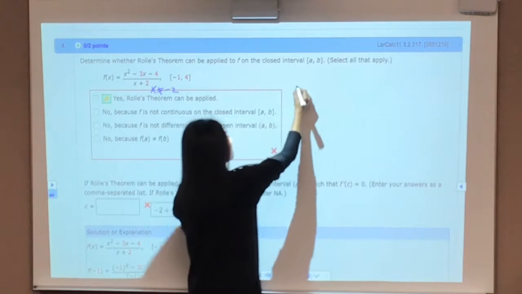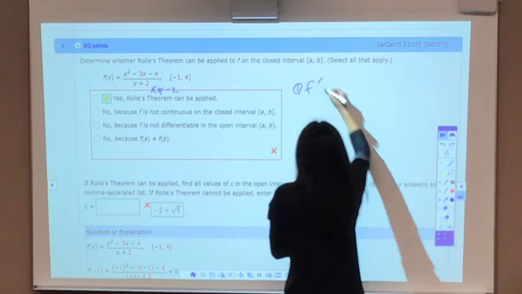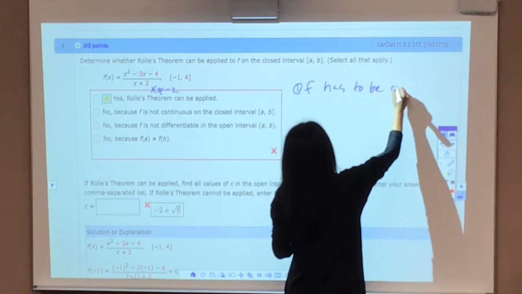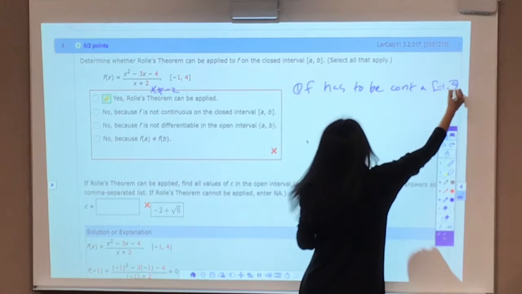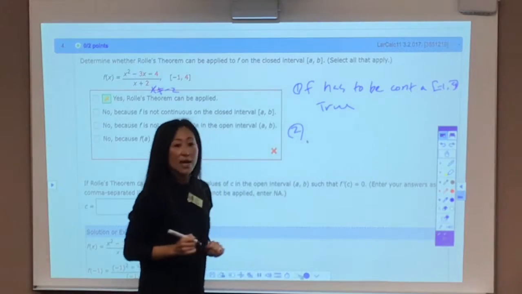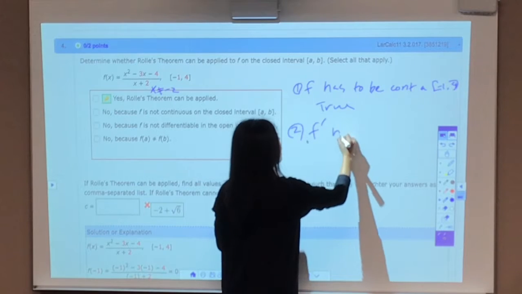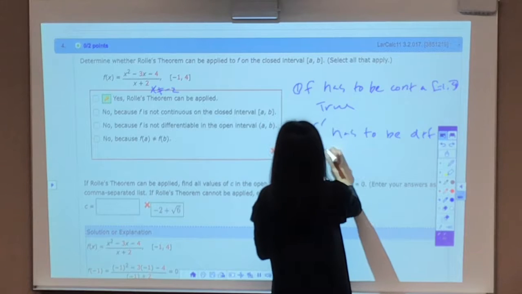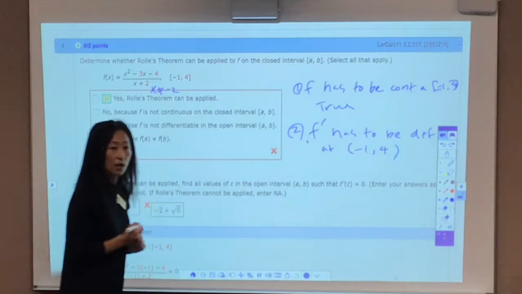So the first condition is what? F, not F prime. F has to be continuous on the closed interval. Is that true? It's true. So the first condition is met. What does the second condition say? F prime has to be what? Differentiable on the open interval, -1 to 4.